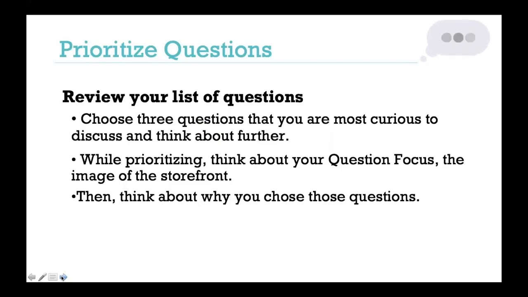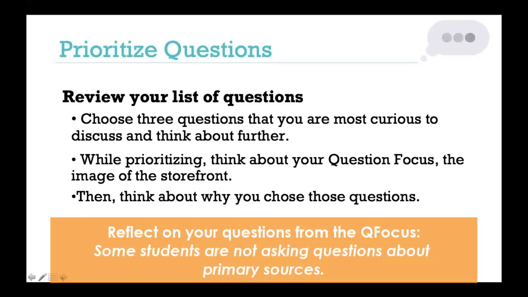Think about the Q focus that we actually looked at, which was the statement, some students are not asking questions about primary sources. So I want you to prioritize with that Q focus or that prompt in mind. So think about why you chose those questions. I'm going to give you a minute. You're thinking about the three questions that you are most interested to discuss and think about further. You're thinking about the original Q focus. Some students are not asking questions about primary sources. And then you're going to think through your rationale why you chose those. So let's take 1 minute. Your time starts now.